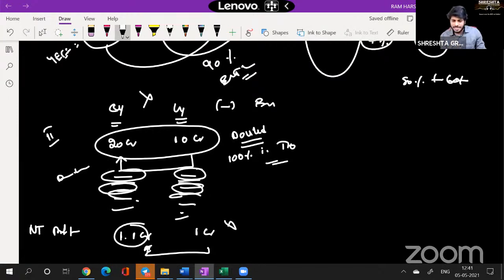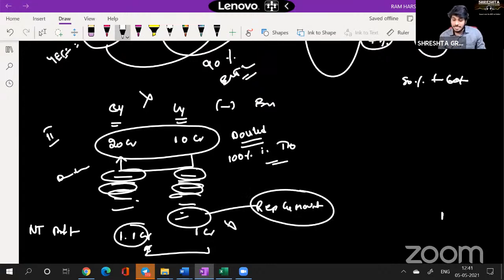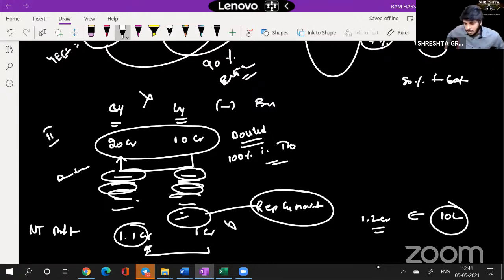There is one indirect expenditure called repairs and maintenance. There is one repairs and maintenance account. Last year it is 10 lakh. Current year it is 1.2 crore. Last year repairs is 10 lakhs. Okay, good. 10 lakhs repairs means okay, acceptable.